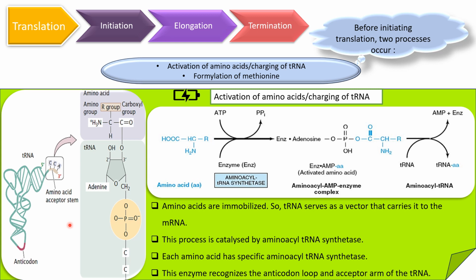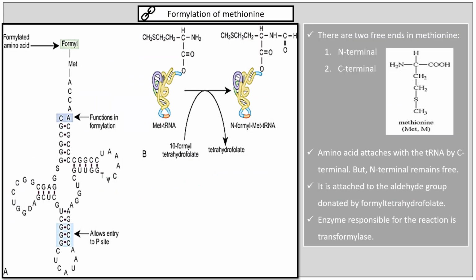Now another important thing. Each amino acid has specific aminoacyl tRNA synthetase enzyme. I told you earlier that each amino acid has specific tRNA. So this particular enzyme ensures that the correct tRNA is attaching with the correct amino acid molecule by identifying the particular anticodon and the acceptor arm present on the tRNA molecule. So this was the first essential process. Let's talk about the another one. The next essential process is formylation of methionine.